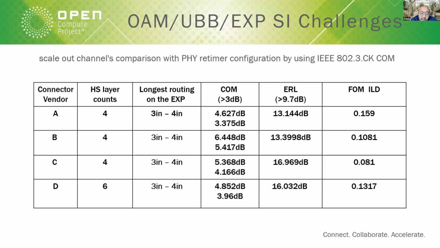All of them pass the 3 dB result. However, two connector vendors have a better result, B and C. They can achieve 6 or 5 dB. Then for ERL, obviously connector vendor C's cascaded channel result is the best. They can reach 16 dB for ERL. For FOM ILD, figure of merit insertion loss distortion, which tests the linearity of your SDD21, of course C has the best results.